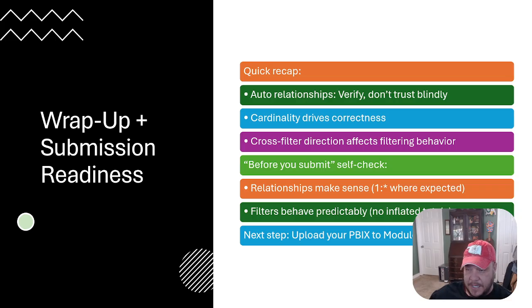So before you submit that PBIX file, do a sanity check. Relationships look logical, mostly one-to-many. Slicers filter visuals correctly. Totals aren't inflated or obviously wrong. And nothing looks off compared to basic common sense. Then follow Module 3 submission instructions and upload your PBIX as required. If you can manage relationships, you can build real dashboards. If you can't, you're just really decorating charts.